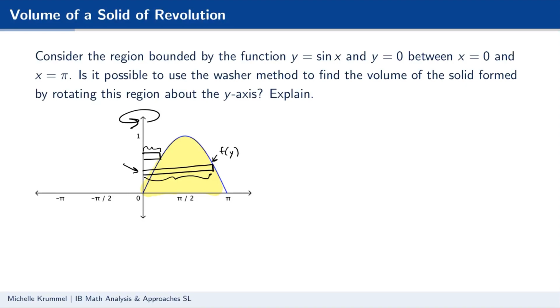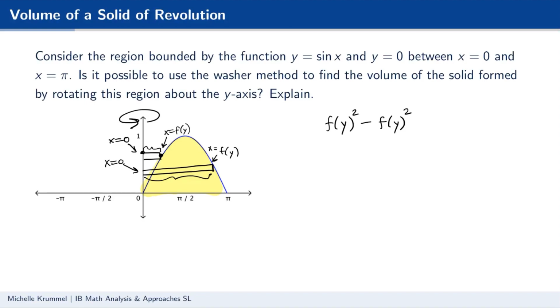minus, and then right here we've got x equals 0. So we have x equals f of y, and we have x equals 0. But over here, we also have, right here, x equals f of y. It's the same function. And then here we have the x equals 0. So we certainly don't want to set it up by saying it's f of y minus 0 squared minus f of y minus 0 squared, because that's just going to give us 0. So we have to think really carefully about what's happening here.